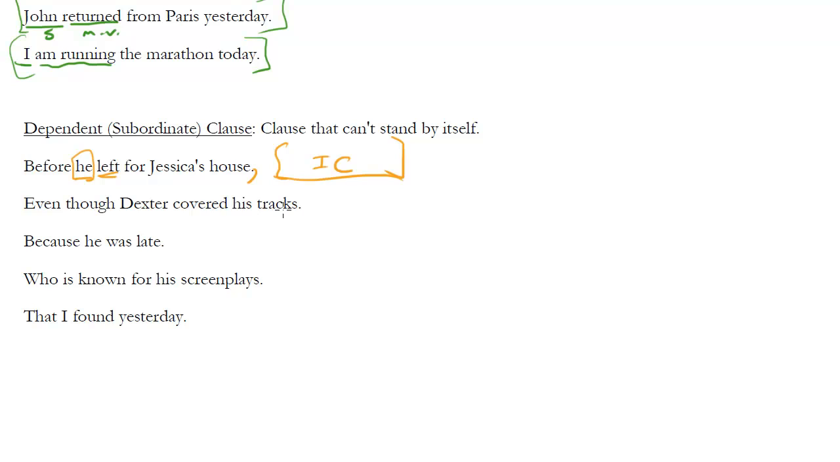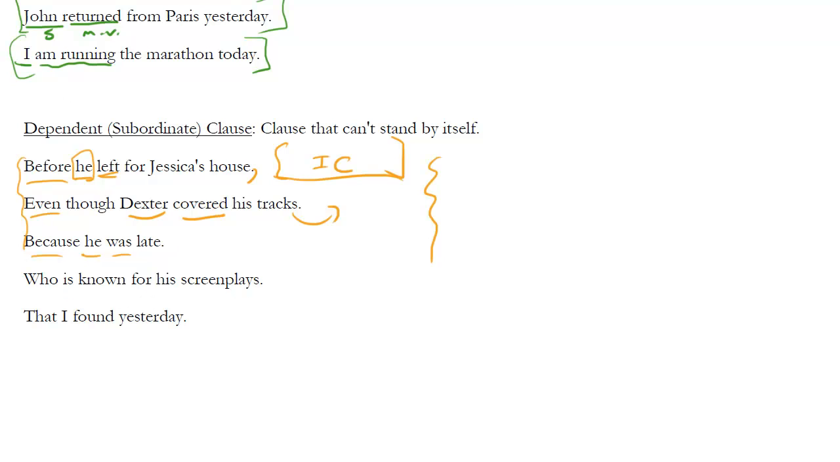Even though Dexter covered his tracks. So again, subject, verb, so it's a clause, but it's subordinate or dependent because it's waiting for something else to complete the sentence. Because he was late. Okay, again, subject, verb, but still waiting for some other stuff, right? Because he was late, what? Like, what's the connection? What's the rest of the sentence? These, we'll talk about a little bit more later. These are subordinate clauses with subordinating conjunctions. So before, even, because, while, words like that create subordinate clauses, and they thus require you to have some other completing part of the sentence. We'll talk more about those in a second.